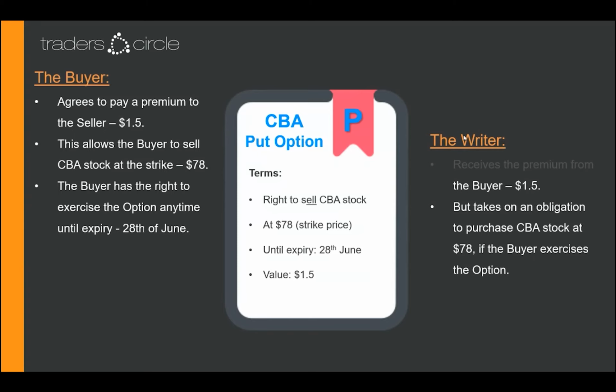So the writer receives money, but they take on an obligation to purchase the CBA stock at $78 if the buyer exercises the option. Because remember, the buyer has the right. Why do they have the right? Because they paid for it. The seller has an obligation. Why do they have an obligation? Because they received money to take on the obligation. They were paid to take on the obligation. And that obligation lasts until the end of the agreement, which is the 28th of June. Okay?